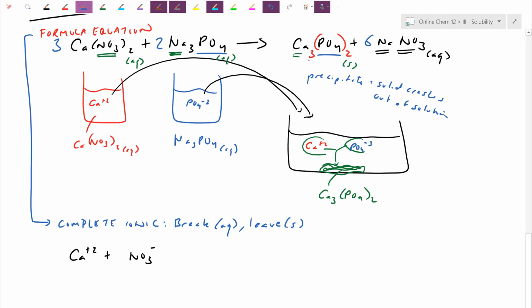Because this was balanced to begin with, I just want to drag these numbers down. So 3 times calcium means I have 3 calcium ions. 3 times 2 for the nitrate means I have 6 nitrate ions. So really, this bottle that was labeled Ca(NO3)2 is a little bit misleading. It's not actually holding hands anymore. Because this is aqueous, it's been fully dissolved. We just have calcium ions and we just have nitrate ions just swimming around freely. Exactly the same here with the sodium phosphate.